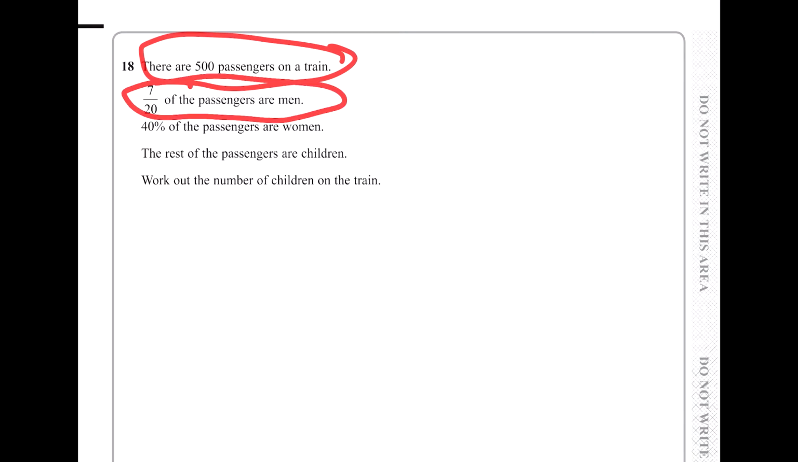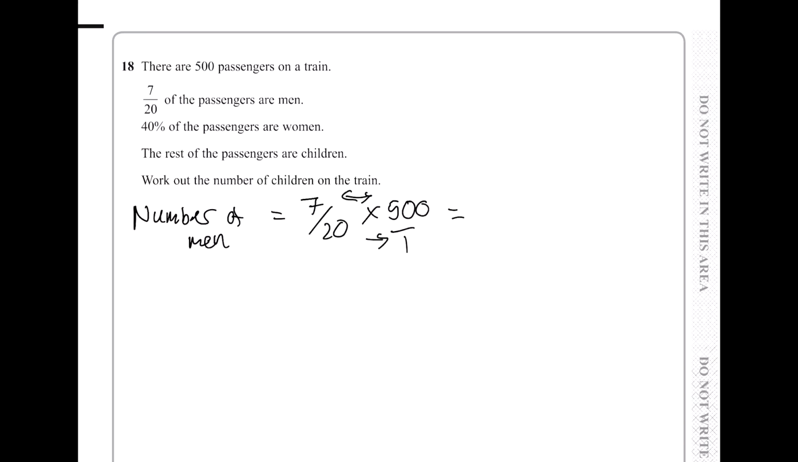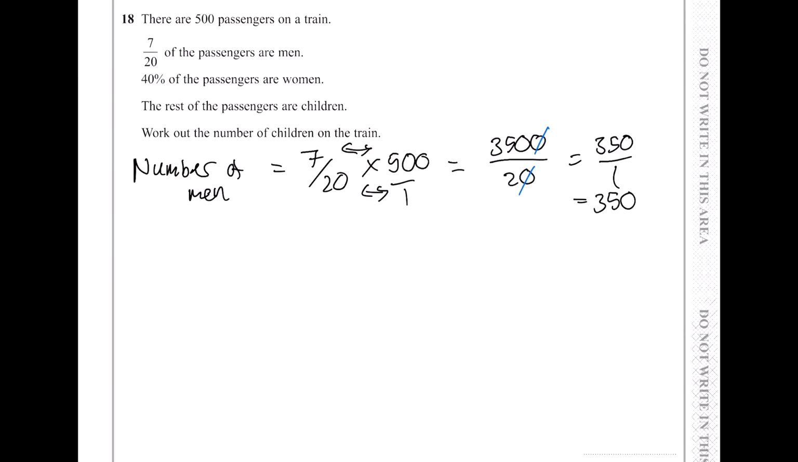Okay, here there are 500 passengers on a train, 7/20 are men, 40% are women, the rest are children, figure out children. Well, we can do this step by step. So if 500 are on the train, we can find the number that are men first. Number of men would be 7/20 of our 500. So again, multiplying fractions, you multiply side to side. So 7 times 5 is 3,500. 20 times 1 is 20. And then we can cancel the zeros. So we get 350 over 1. That's just 350.